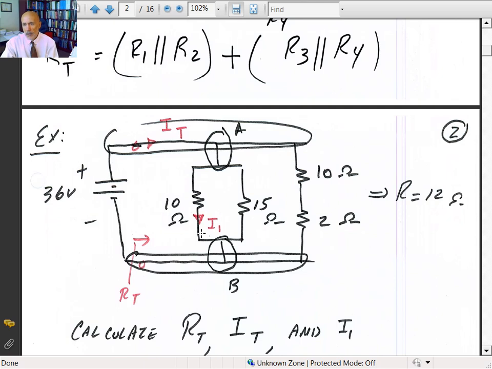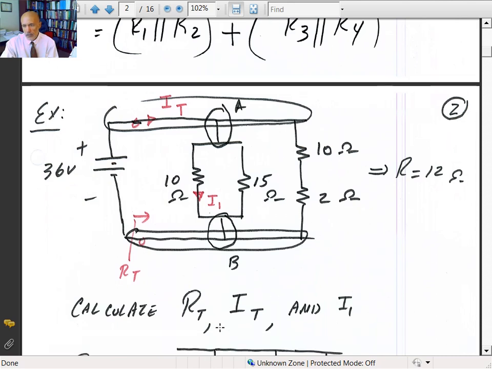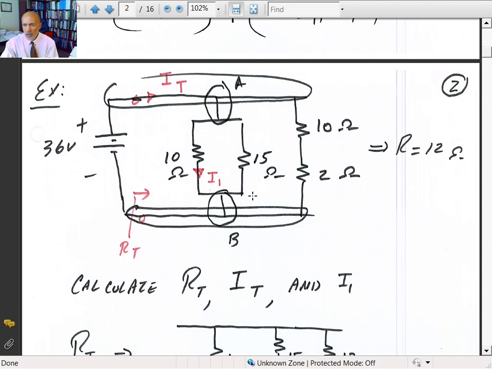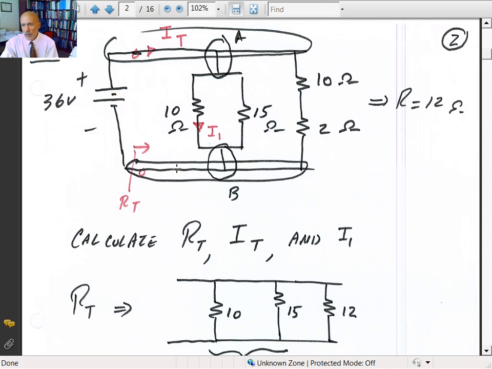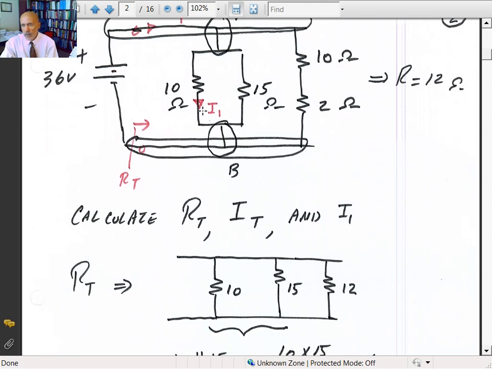So to calculate R total and I total, you always reduce the resistance to come out with R total. So the first thing you want to do is calculate R total. If you notice, 10 and 2 are connected in series. 10 and 15 are connected in parallel, so you do that. 10 plus 2 is 12. Then you have 10 in parallel with 15 and in parallel with 12 ohm resistors.